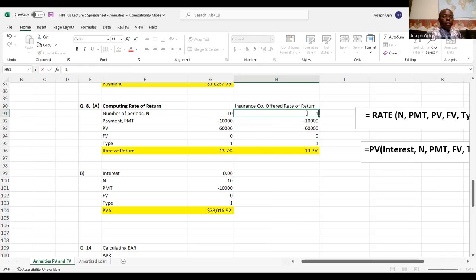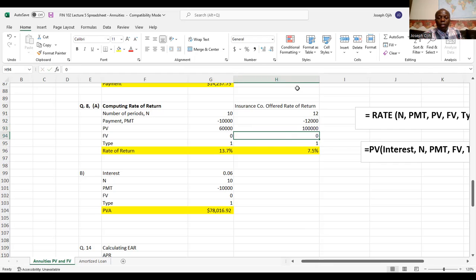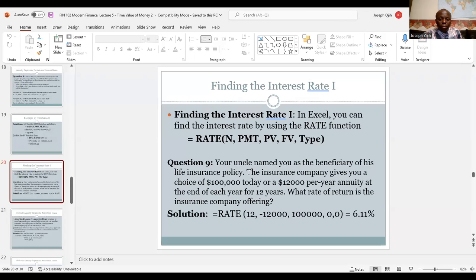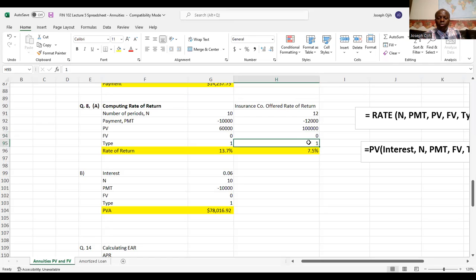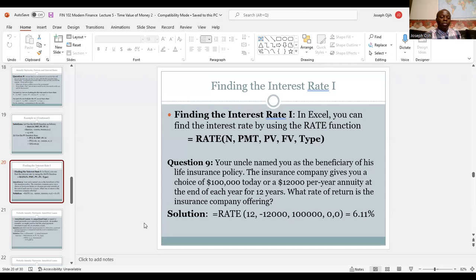It's 12 years, so 12 here. And then payments, money leaving their pocket, is negative $12,000. The present value is $100,000, they offered you 100,000 today. It doesn't have a future value. And it's for the end of the period, so change this to 0. So it's 6.1% they offered you. And that is what you have here, 6.1%, or 6.11%, which is basically the same thing they have here.